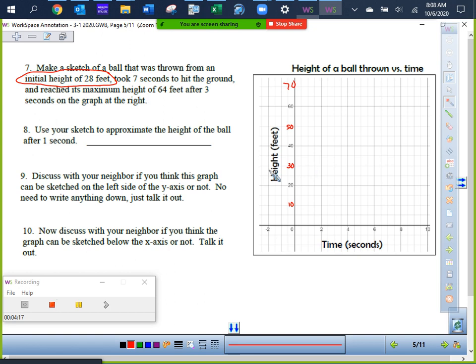So 28 feet. Can't do that, though. I have no idea where that's at. You must do it like this, 0, 28. Now you have no doubt about where that's at. So put in the ordered pair. Sound cool? Took 7 seconds to hit the ground, so that's going to go here. And you got to put the ordered pair. Do I want 0, 7 or 7, 0? Yeah, just be careful. That's an easy ordered pair to get backwards, 7, 0. And then it's got a max height of 64 feet after 3 seconds.